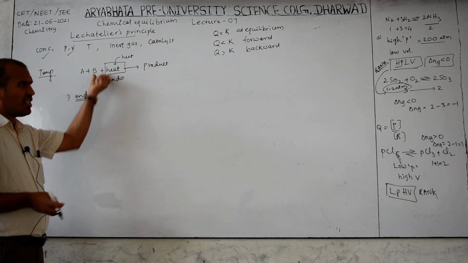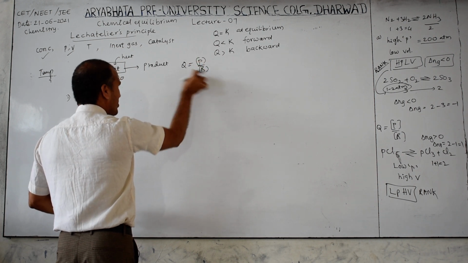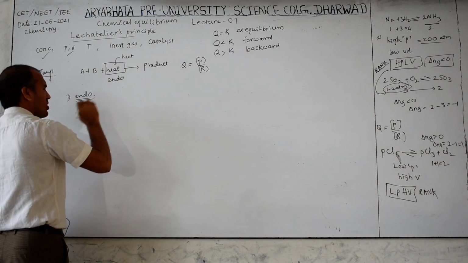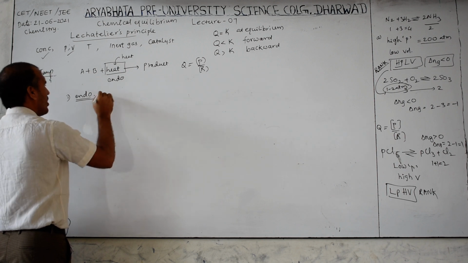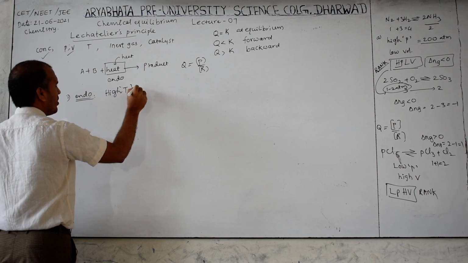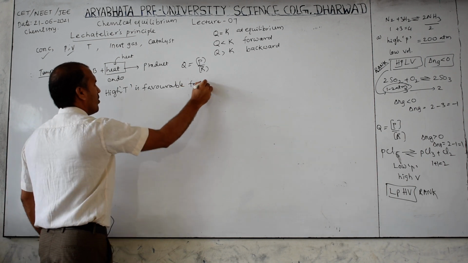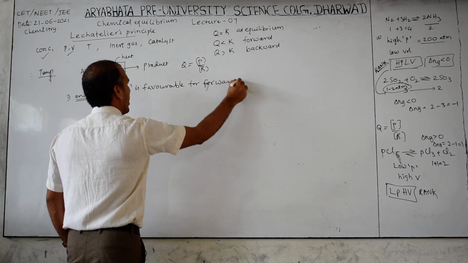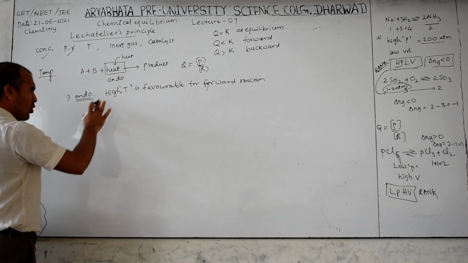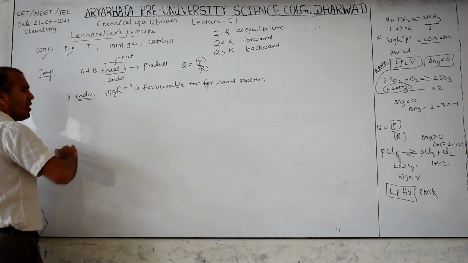Now reactant side increase means, we know that Q is equal to product by reactant. This side increases, so Q will be less. Q will be less means which direction? Forward. For an endothermic reaction, what is the favorable condition to get the forward direction? High temperature. High temperature is favorable for the forward reaction or direction. Then if low temperature is there, that is backward. I am not writing that, just remember it is automatically reverse.